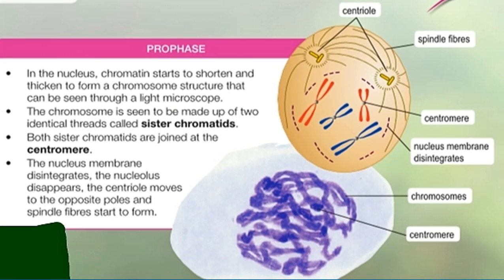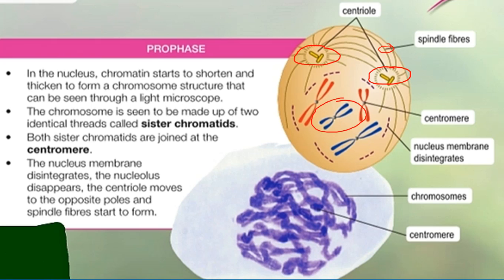So prophase, apa yang berlaku di prophase? If this is your cell, this is the centriole. So kita ada sepasang centriole. Dia berada di opposite poles, kutub. Satu di sini, satu lagi di sini. So itu centriole, sepasang. And then this is spindle fiber. Nampak ini spindle fiber. And then this is the chromosome.